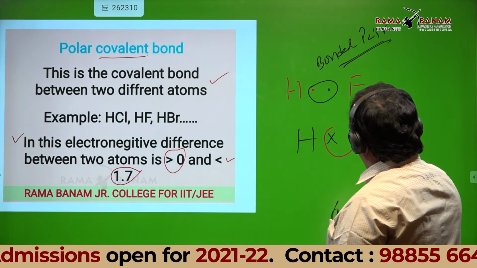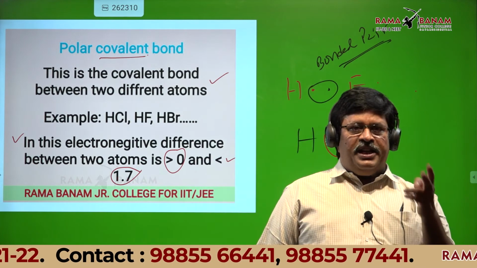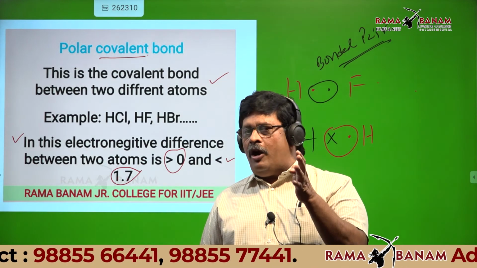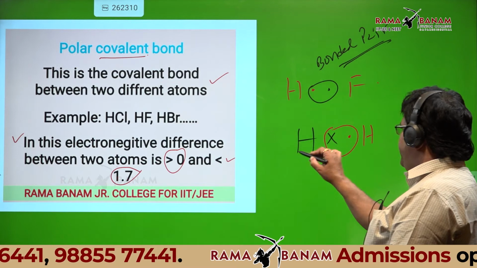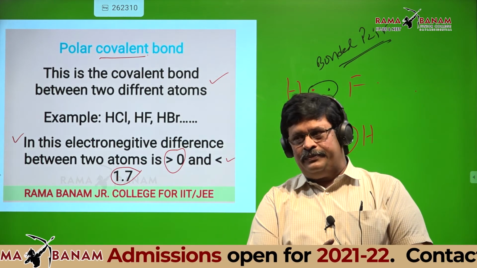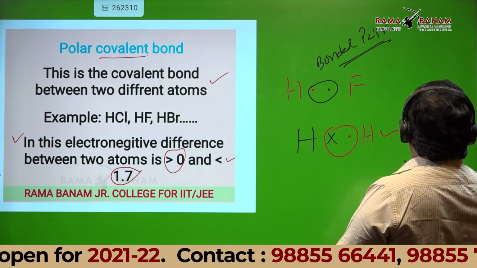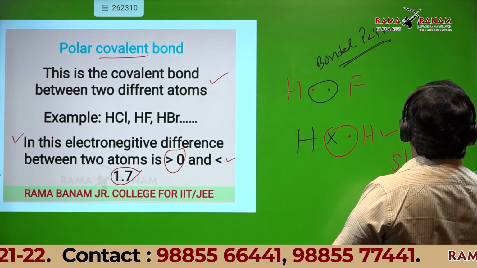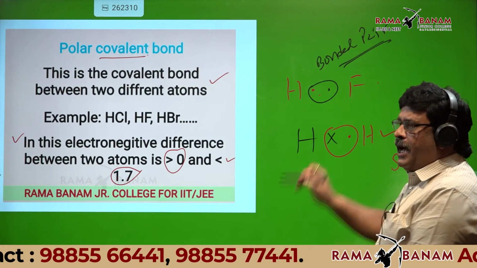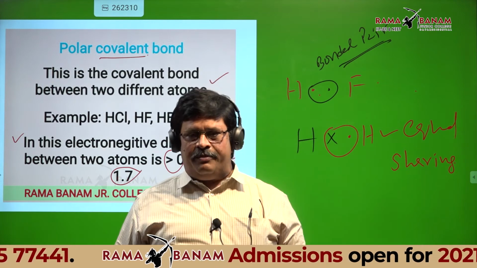Is that bonded electron pair exactly at the center of the 2 atoms or not? Yes, sir, at the center of the 2 atoms. That's what is called equal sharing. Is this pair also at the center of hydrogen and fluorine, or is it nearer to 1 atom?